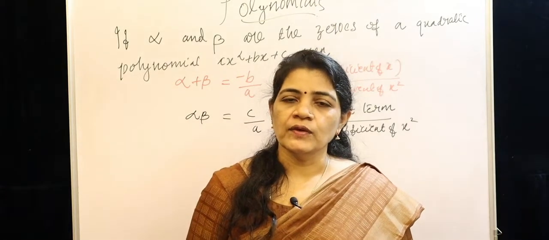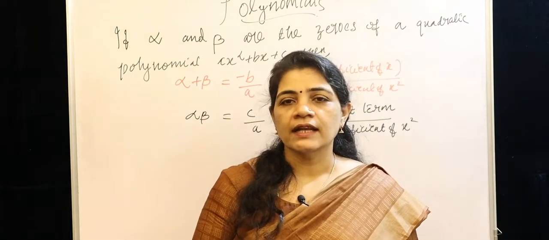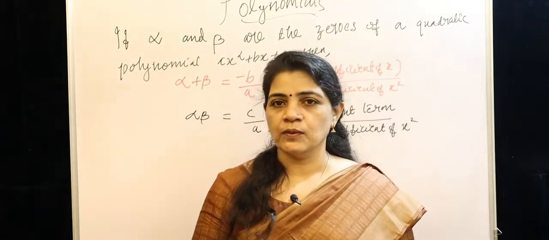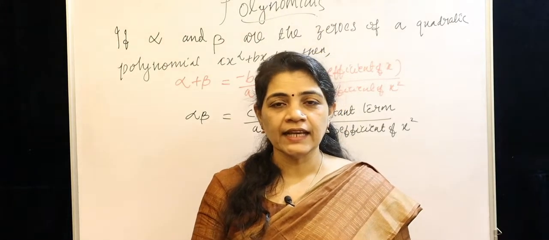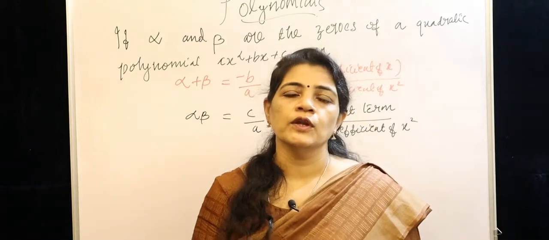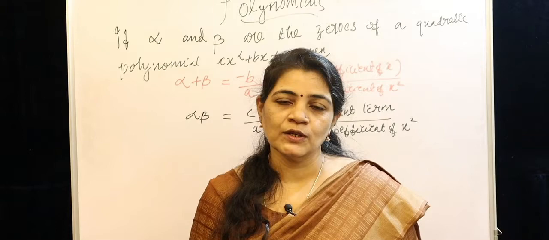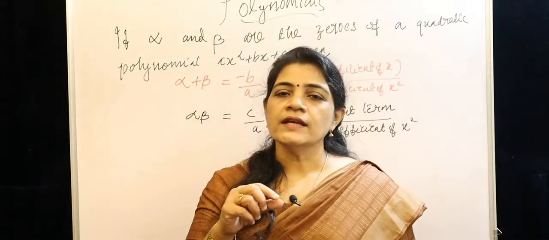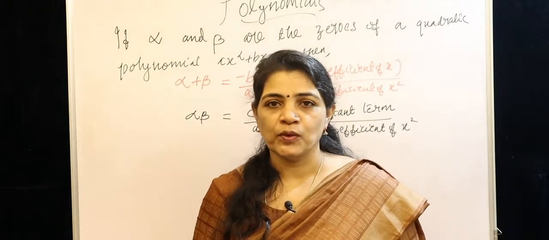In this video, we are going to discuss the relationship between the zeros and the coefficients of a quadratic polynomial and a cubic polynomial. Secondly, we will discuss how to formulate a quadratic polynomial if the sum of the zeros and the product of zeros are given. Based on these two concepts, we will discuss exercise 2.2.